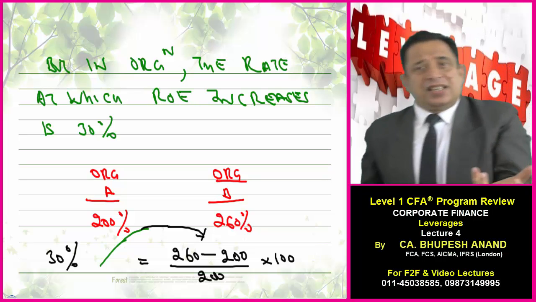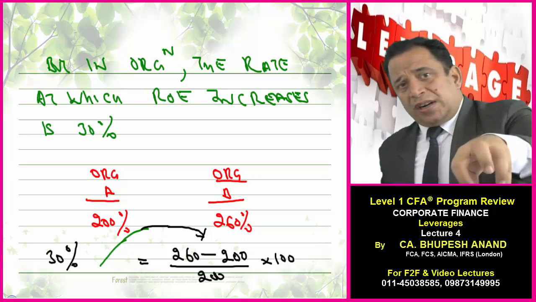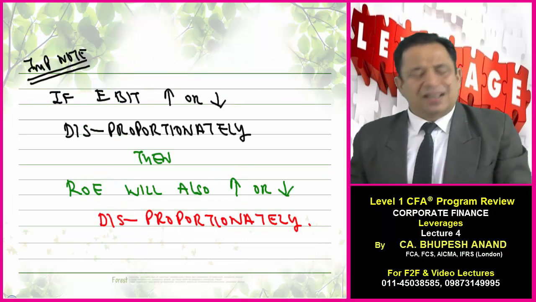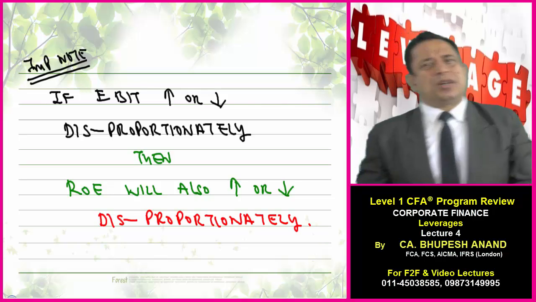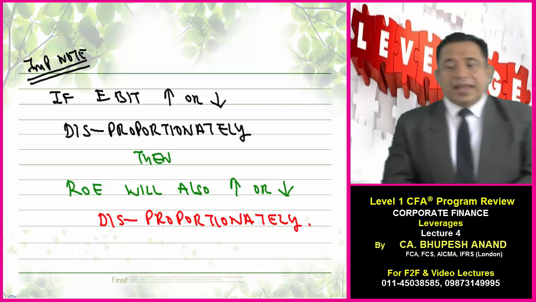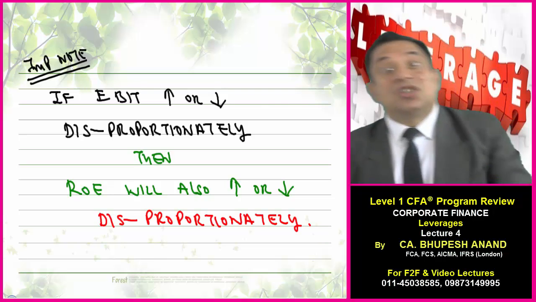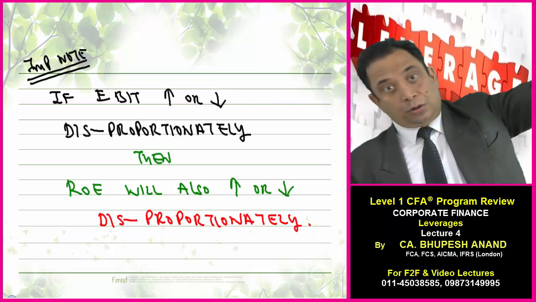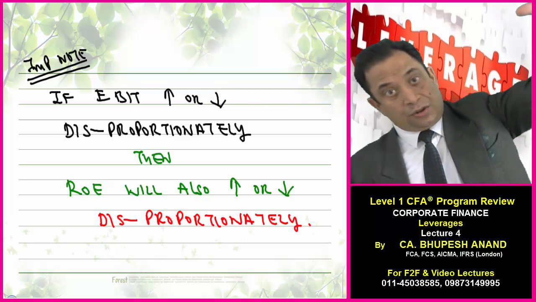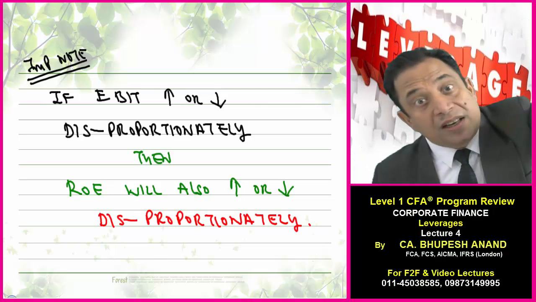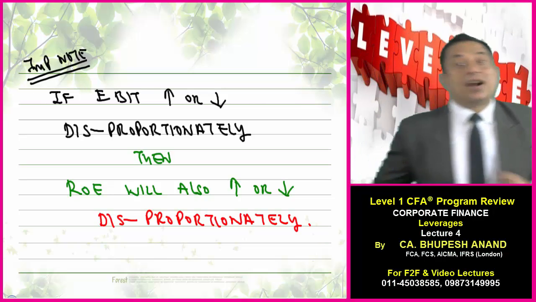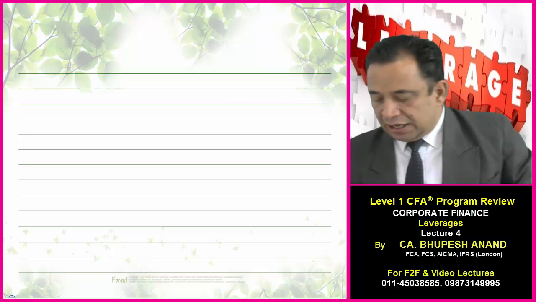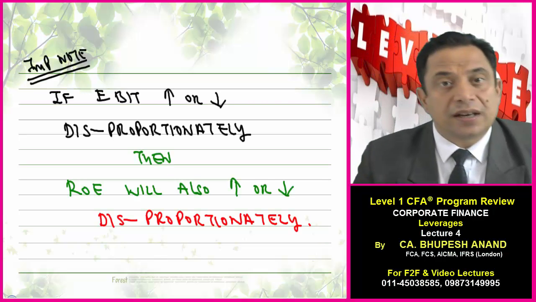It means if financial leverage increases, there is a disproportionate change in ROE also. Hope you have written that. Please write down an important note, last slide of lecture number 4. If EBIT increases or decreases disproportionately, because with the help of sales or contribution, EBIT will also increase disproportionately because there is an incidence of operating fixed cost, then ROE will also increase or decrease disproportionately.